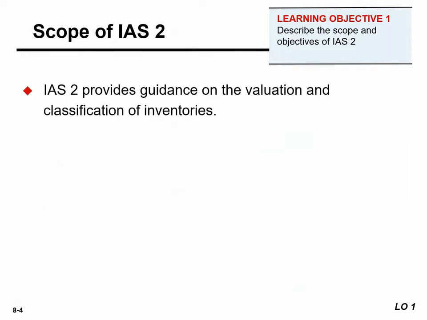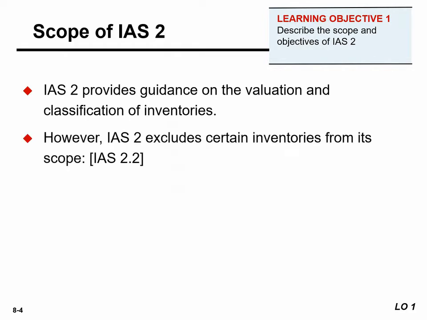The scope of IAS 2. As we said, the scope is about accounting for inventories, recognizing inventory and valuation of inventory. However, this standard will exclude certain inventories from its scope, because these other inventories will be accounted for by using other standards.